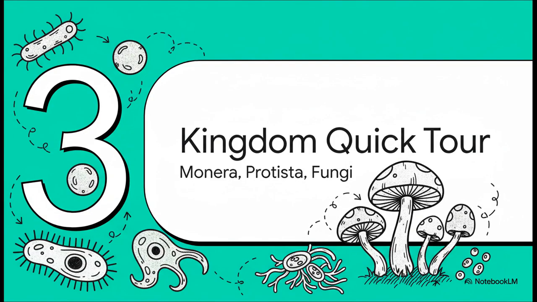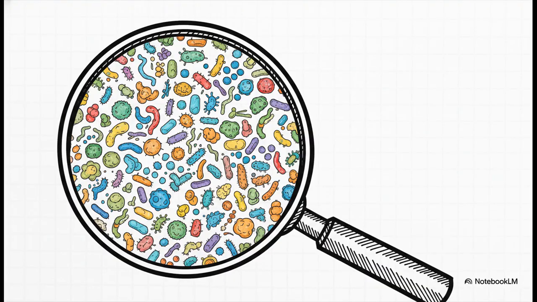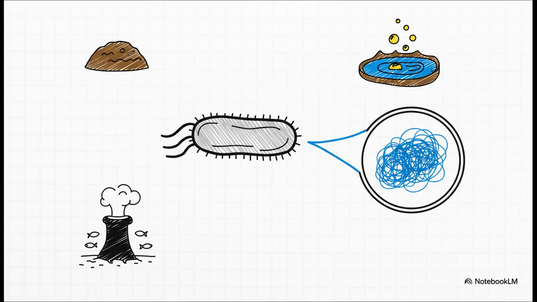All right, for this explainer, we're going to take a quick tour of the first 3 kingdoms your chapter really focuses on. That's Monera, Protista, and Fungi. Let's go. Our first stop is Kingdom Monera. This is the kingdom of the smallest and the simplest living things you can find. Here's the most important thing to remember about Kingdom Monera. Its only members are bacteria. That's it.